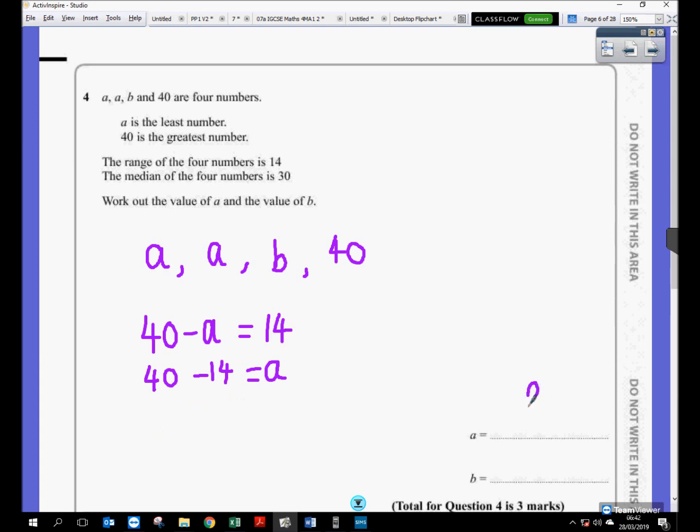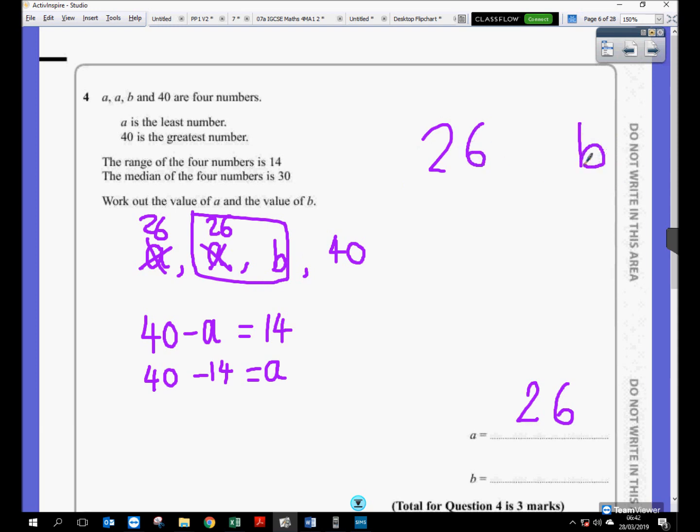Okay, so A is 26. So now we know A is 26. Back to the numbers: 26, and that's obviously 26 as well. The median of the 4 numbers is 30. Well, the median is the middle number, and we have 4 numbers here. So if you cross off the 26 with the 40, you're left with 2 middle numbers. So the 2 middle numbers are 26 and B.